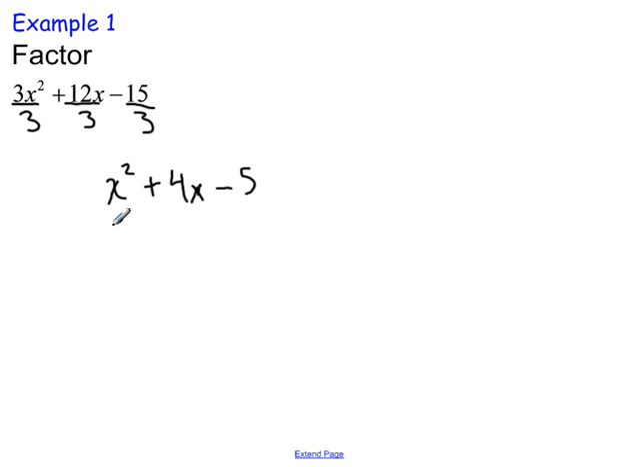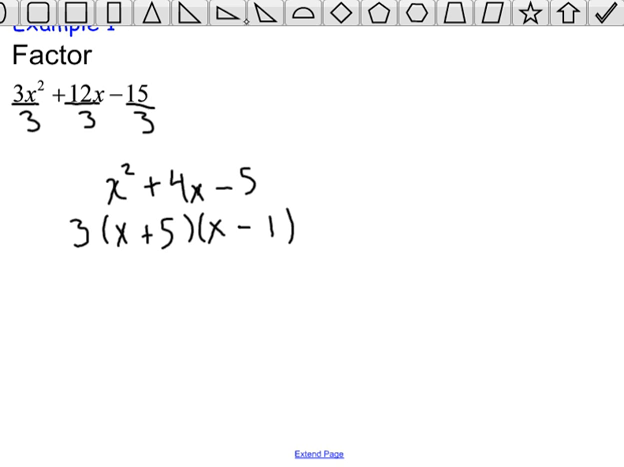You need your two sets of parentheses. X here, and we know it's going to be 5 and 1. We're going to make the 5 positive and this negative. Now, what about that 3? Well, you just put it out here. And that's your final answer.